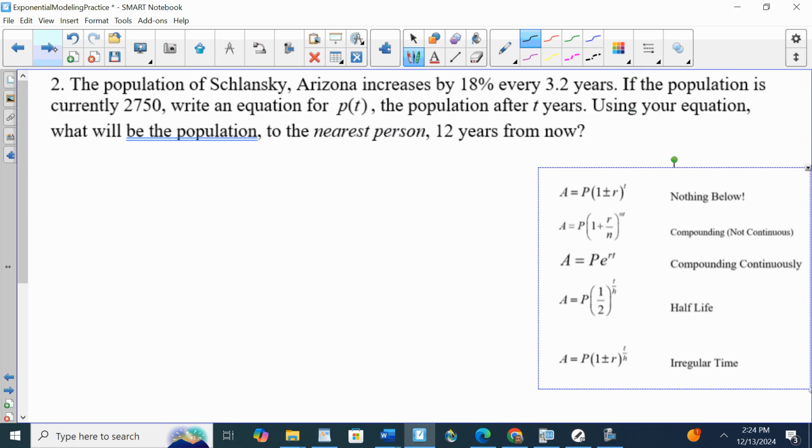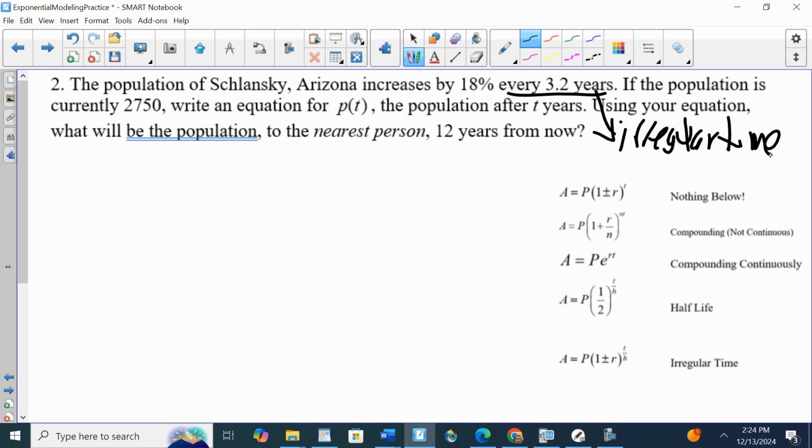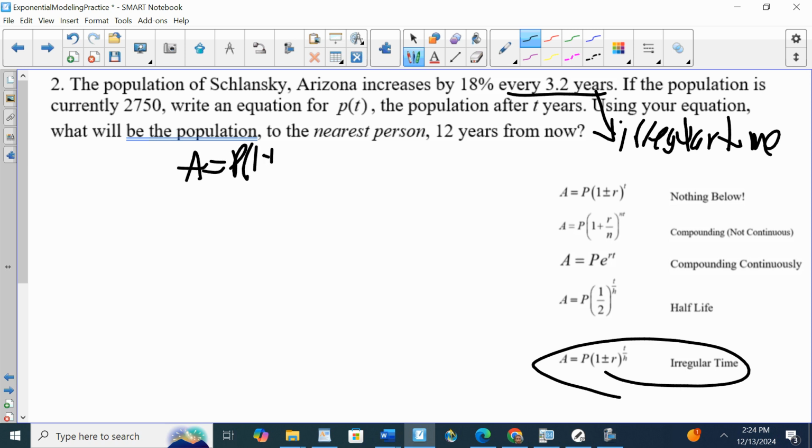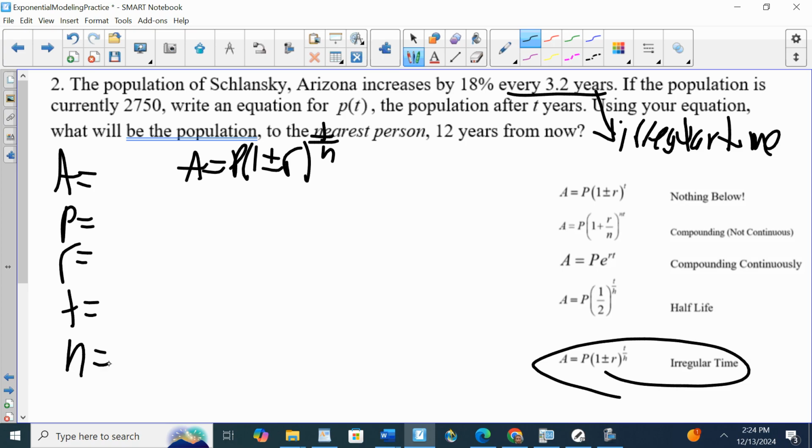The population of Schlansky, Arizona, wouldn't that be great? Increases by 18% every 3.2 years. That is irregular time. So I know I'm using my irregular time formula. A equals P (1 plus or minus R) to the T over H. A equals, P equals, R equals, T equals, H equals. That's H. H is the time it takes for the percent to be applied.